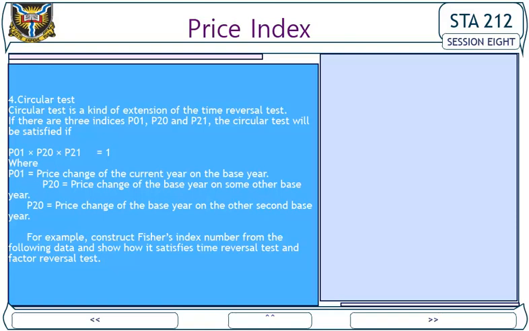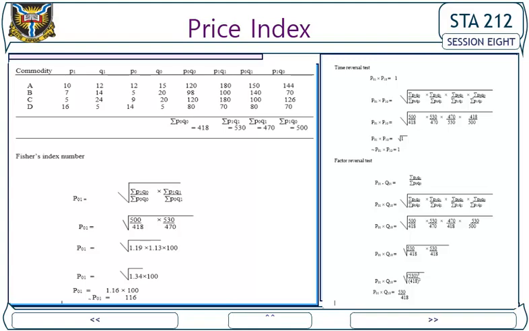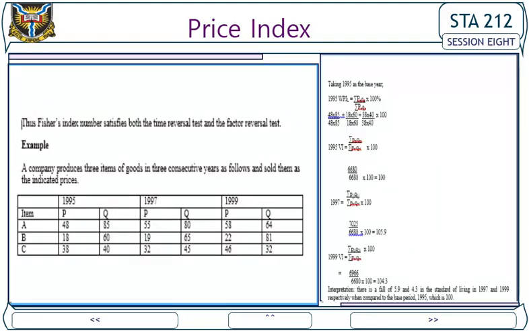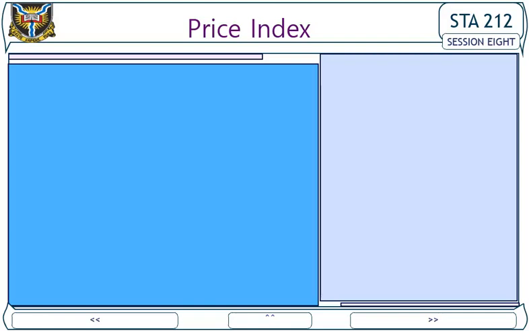For example, construct Fisher's index number from the following data and show how it satisfies time reversal test and factor reversal test. Time reversal test: P01 times P10 is equal to 1. Factor reversal test: P01 times Q01 is equal to summation P1 Q1 over summation P0 Q0. Fisher's index number.